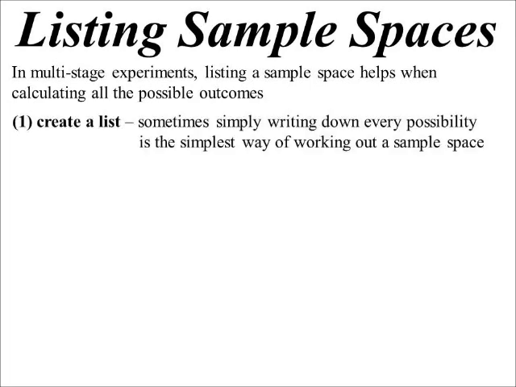Knowing what the sample space is then becomes important. We need to know what are all the things. So there are different ways we could do it. Mainly we're talking about multi-stage experiments. As I say, when you're just rolling a dice one time, you don't really write down the sample space. We know it's 1, 2, 3, 4, 5, 6. But when you start doing it twice and things like that, that's when you might want to list all the outcomes to go, all right, what are we dealing with here? So the first way of doing it is you could simply create a list, just writing down every possibility.